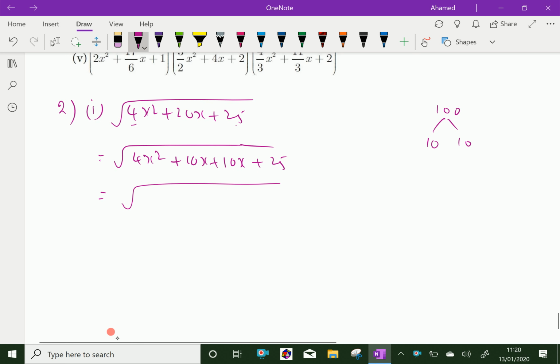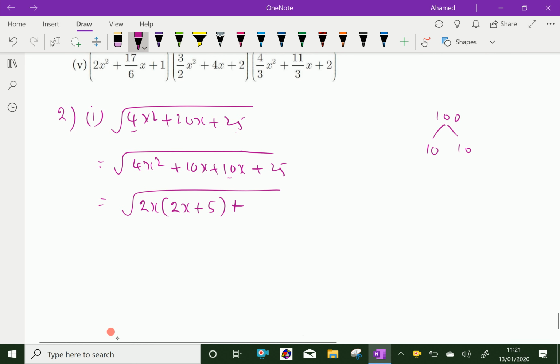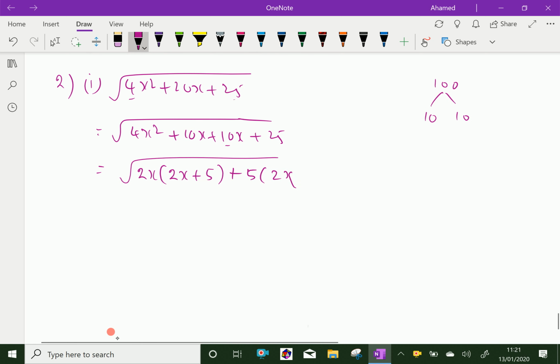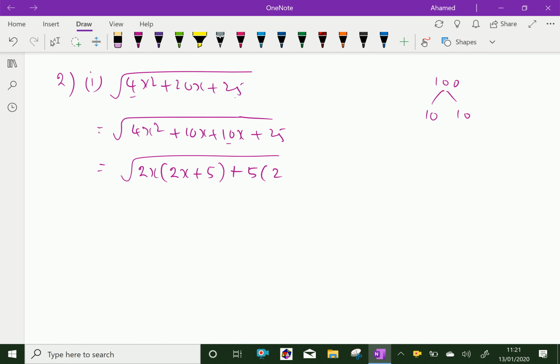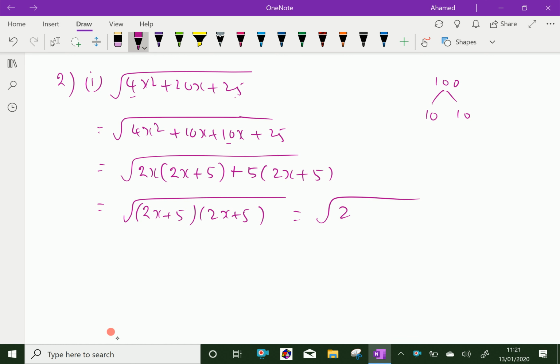Now, in the first two terms take common 2x, 2x into 2x is 4x square, plus 5 into 2x is 10x. And in 10x and 25, the common is 5. 5 into 2x is 10x, plus 5 into 5 is 25. Further, collecting, 2x plus 5 into 2x plus 5, which is equal to square root of 2x plus 5 the square, which is equal to modulus of 2x plus 5.